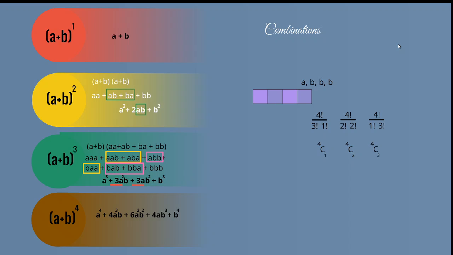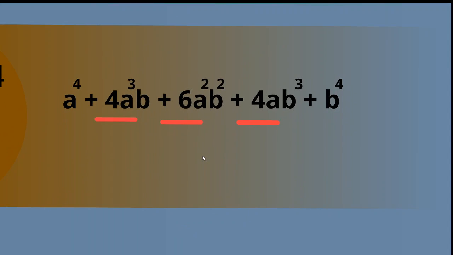Now if you look carefully, if you connect things, these are the numbers. This is 4C1, this is 4C2, this is 4C3. Look at it. There are 3 A's and 1 B, 4C1. There are 2 A's, 2 B's, A square B square, 4C2. There is 1 A and 3 B's, 4C3. You see how these numbers connect to each other?